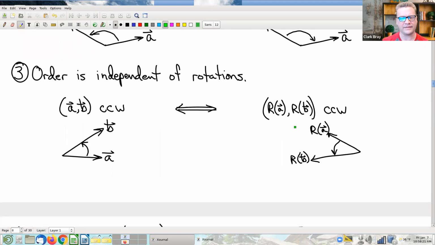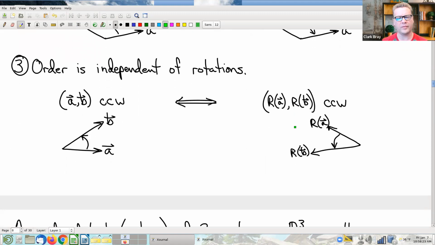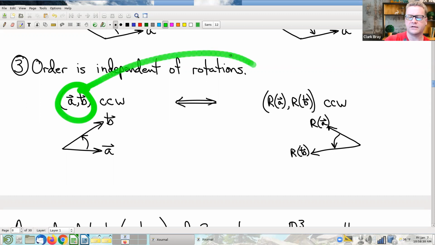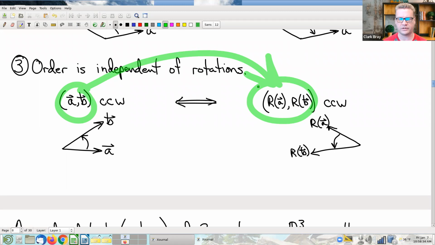And lastly, I think this is worth observing. Rotating doesn't do anything, right? So if you have an ordered list and you then rotate both vectors by the same rotation, counterclockwise stays counterclockwise, clockwise stays clockwise. I mean, so this independence of rotations is meaningful.